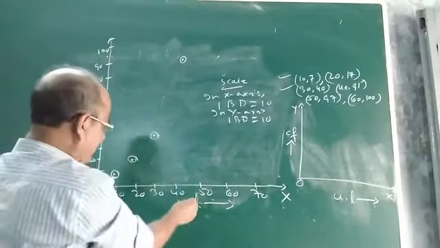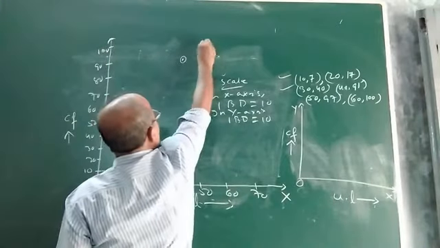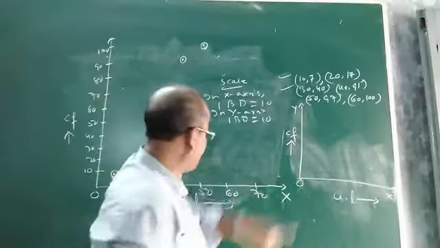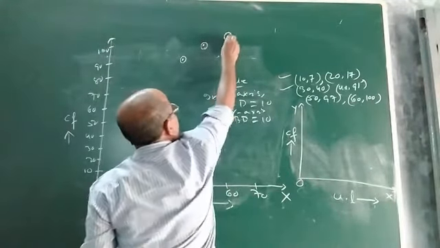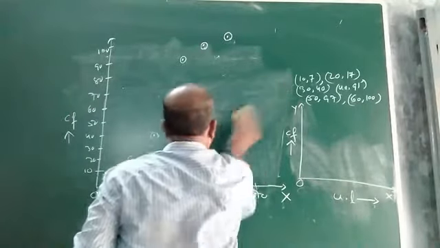Then 50 and 97. Where is 50? You see, 50. This is 97, it will certainly come here. Suppose this is 97. 50, 97, then 60 and 100. This 60 and this is 100. Suppose this is 60 and 100. See, now I got all the points.